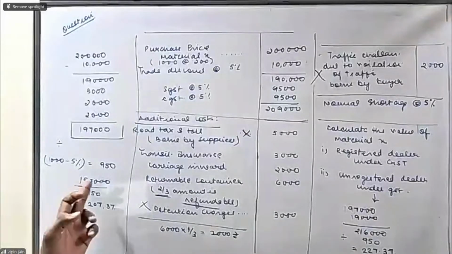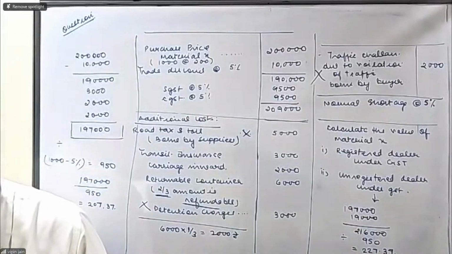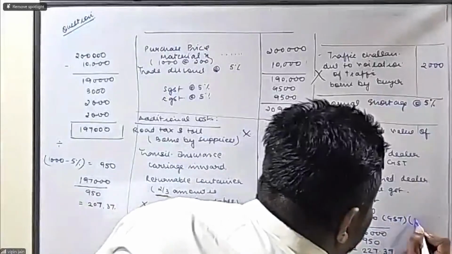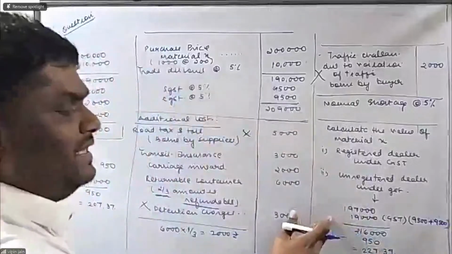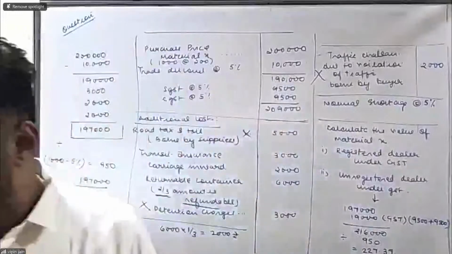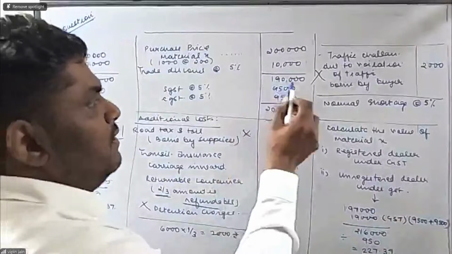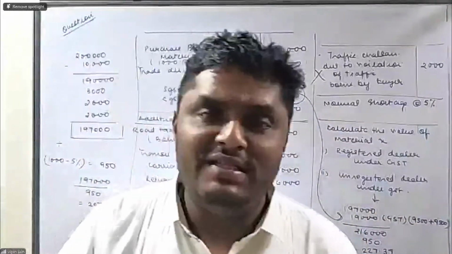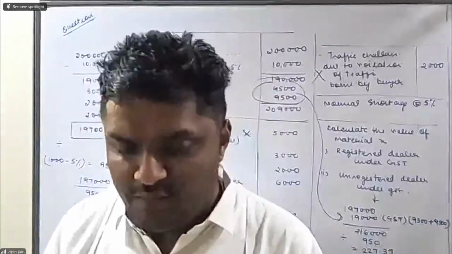The first answer is 1,97,000 and the second answer is 2,16,000. 19,000 is the GST paid. That is 9,500 plus 9,500. This is the GST amount. Since it is sold to an unregistered dealer, GST will be added to the cost of material. So 1,97,000 plus 19,000 for GST. If it is an unregistered dealer, the duty credit will not be available. So the GST paid will be added to the cost of material.